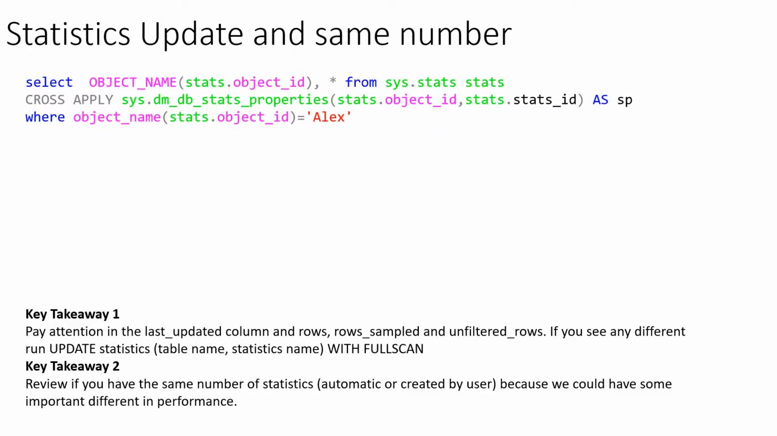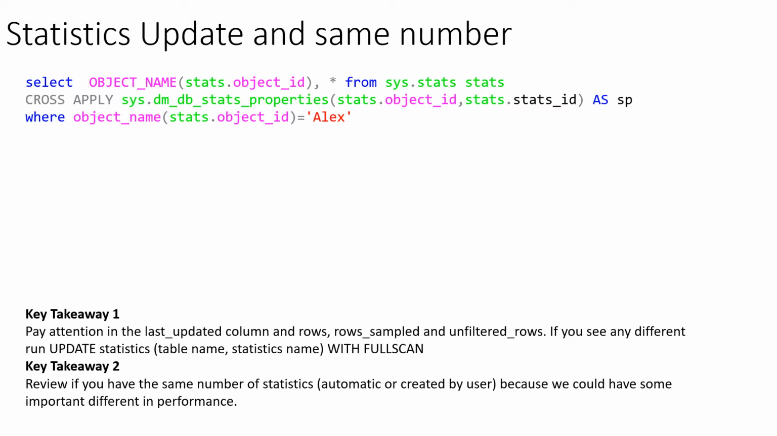Another very important topic that we need to check is how many statistics we have for the table, when they were updated, and how they were updated. Using this query, you are going to see the numbers, when, and how it was updated. My two takeaways are, first, pay attention to the last updated column when we run this query, and to the rows, rows sampled and filtered rows. And if you see any difference, my suggestion is to run update statistics with full scan.